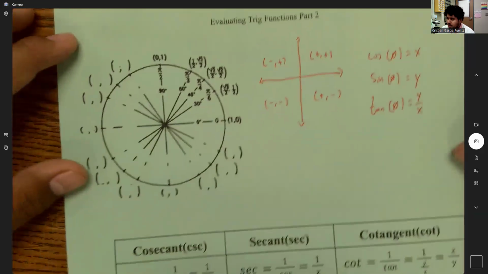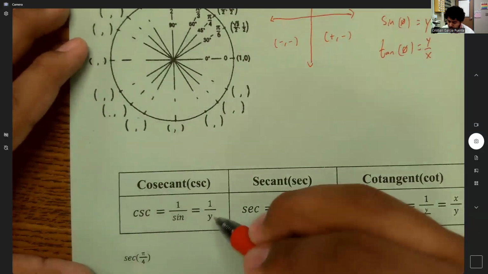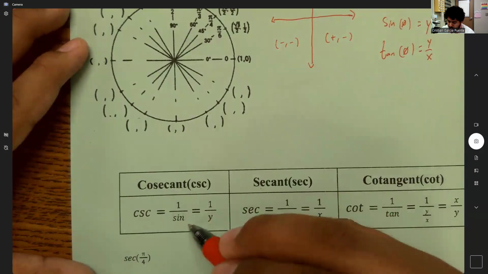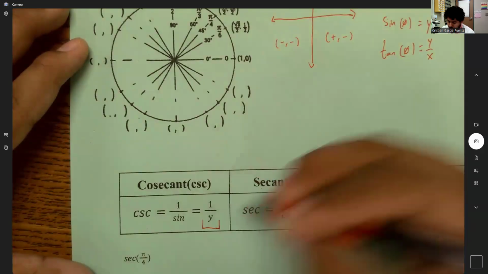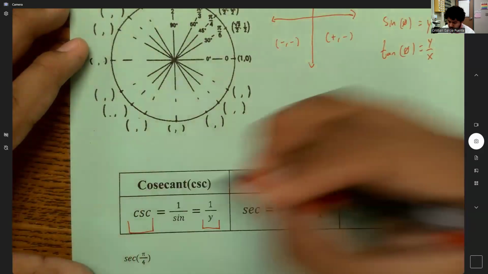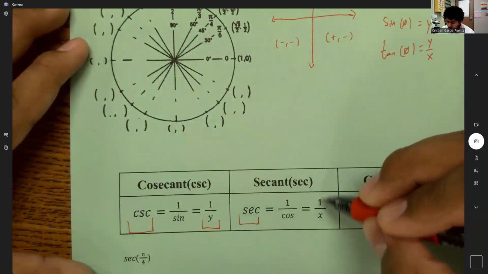All right, today we're going to be doing 3 new ones. So cosecant, just know that that's equal to 1 over sine, and sine is just equal to y. So cosecant is equal to 1 over y. This right here is the important part. This is equal to this. Secant is equal to 1 over cosine, but cosine is just x, so secant is equal to 1 over x.